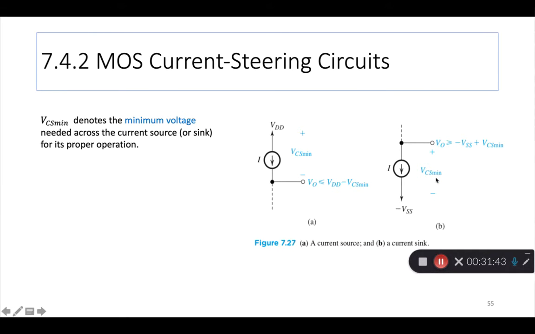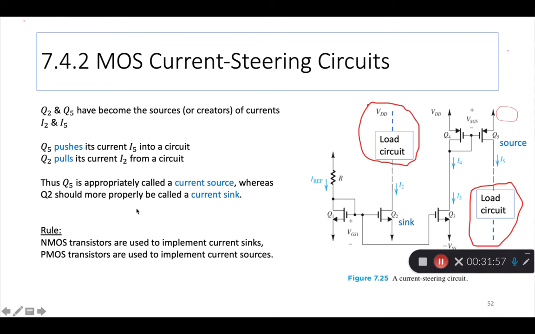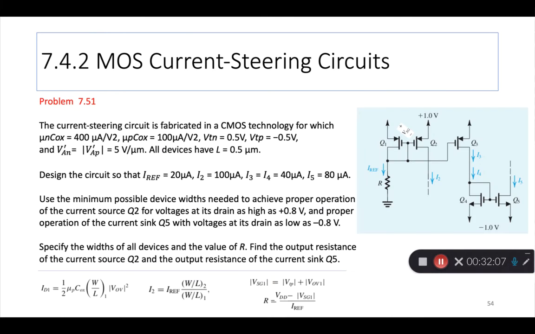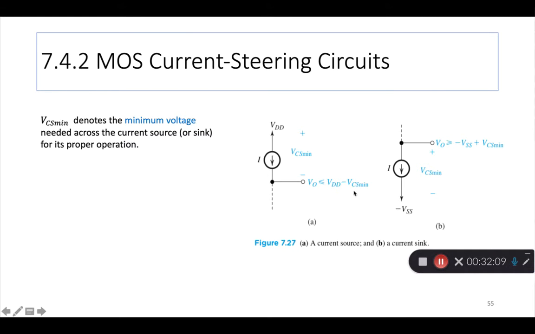Similarly, this is for a current source, this is for a current sink. V output has to be greater than or equal to minus VSS plus this VCS minimum. So we've already seen these same formulas in slightly different form, right? This is for a sink, this is for a source. So that's what he has again written here.